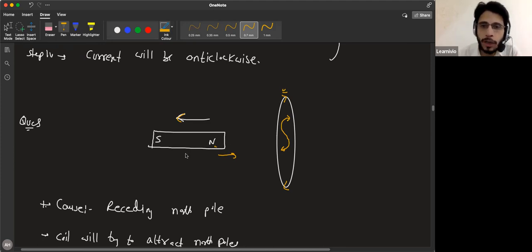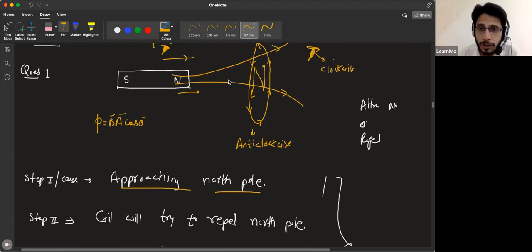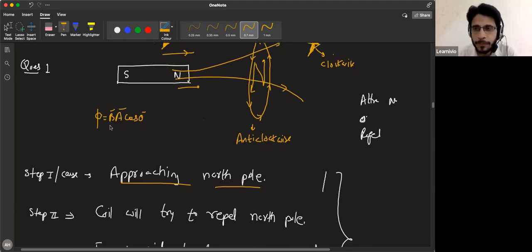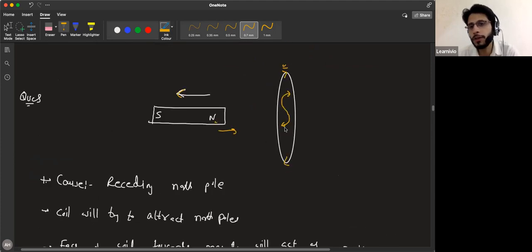So the magnet is going away from the coil, so the coil will attract it. If the magnet is going towards the coil, then the coil will repel it away. Nabil, clear now? Yes, sir. Okay. So the direction of current is clockwise. South will be the pole and the direction of current will be clockwise.